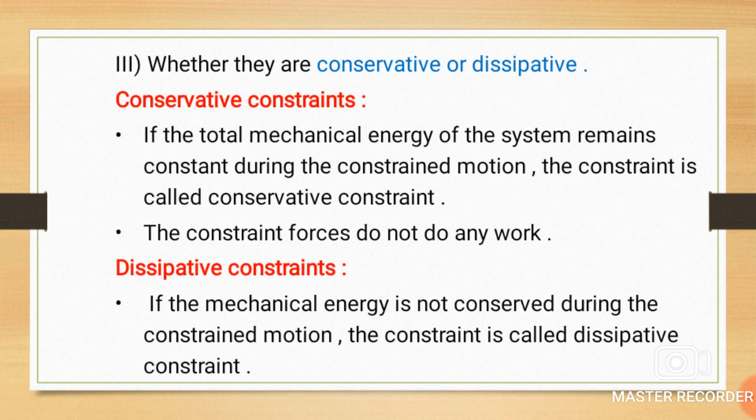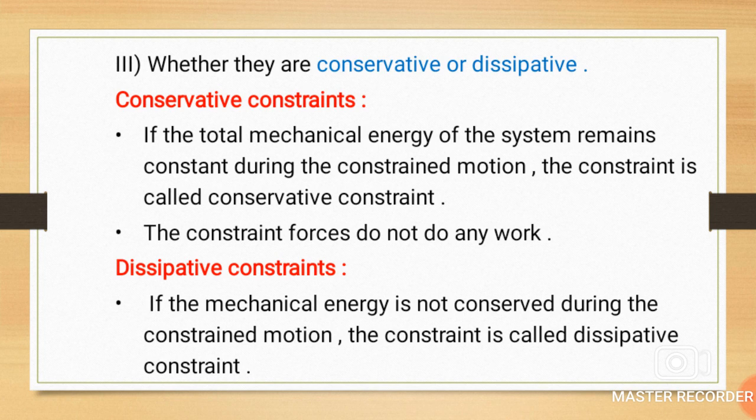Suppose we consider the particle moving along a particular path, that is from 1 to 2. Suppose we consider the path A, B, on which the particle is moving. If the particle is moving along path AB, and also it returns to the original position following the path B to A, the total work done in this process is 0. So this is an example of a conservative constraint.